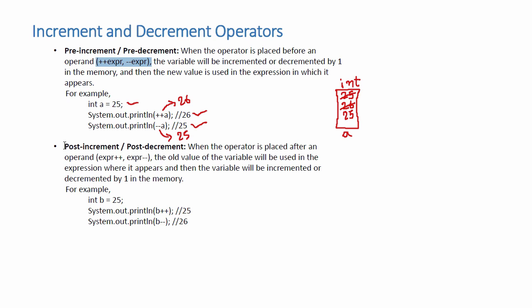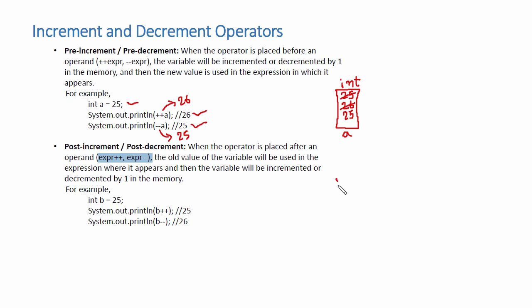Now let us see post-increment and post-decrement. When the operator is placed after an operand, the old value of the variable will be used in the expression where it appears, and then the variable will be incremented or decremented by 1 in the memory. So what does this mean? Let us see a similar example.